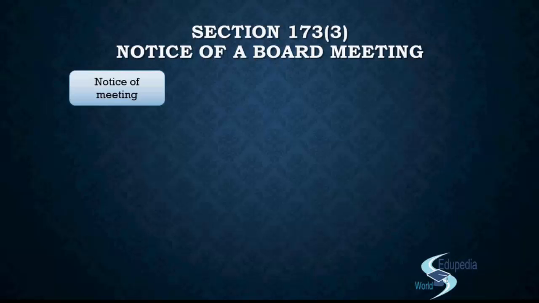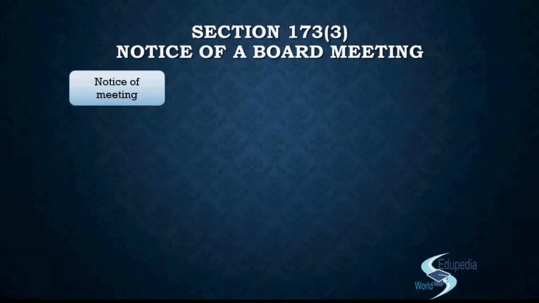Now we move on to the next section, which is section 173 subsection 3, the notice of a board meeting. When we talk about the notice of a meeting, what do we mean and why do we send a notice? The basic purpose of sending a notice of the board meeting is just to inform the directors about the time, date and place of the meeting. Right? You have to send them information, so for that information, send them a notice.